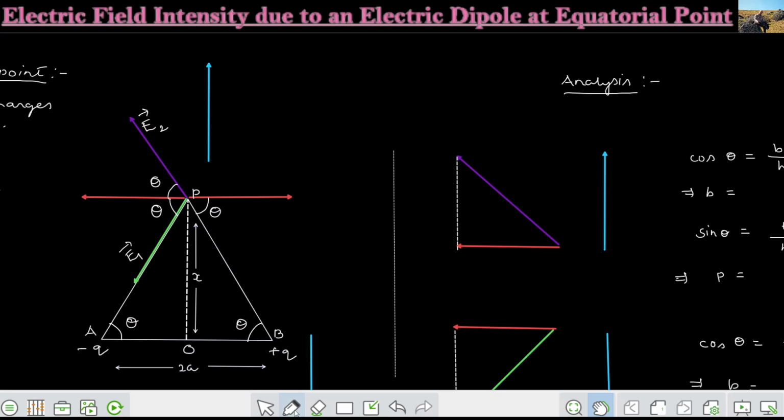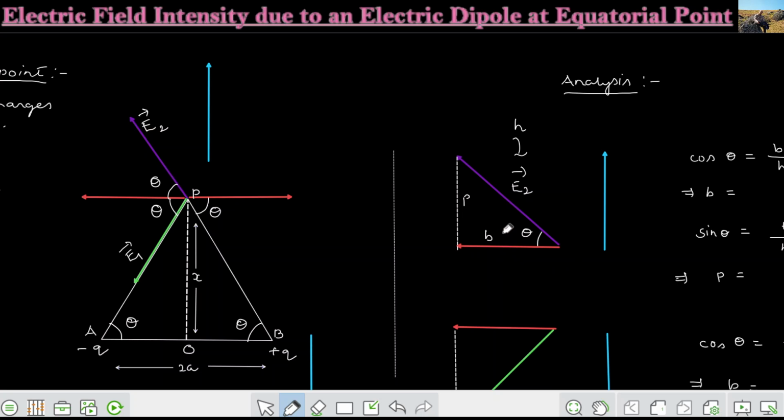Then over here, we know that this purple vector represents what? Electric field lines E2 of the plus charge, directed in this direction. And it's also obvious that if this angle is theta, this angle will also be theta. From this, if we complete this diagram, we get a right angle triangle, whereby this will be the base, this will be the hypotenuse, and this part will be the perpendicular.